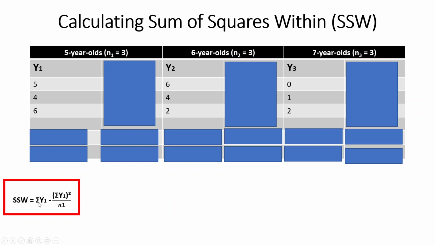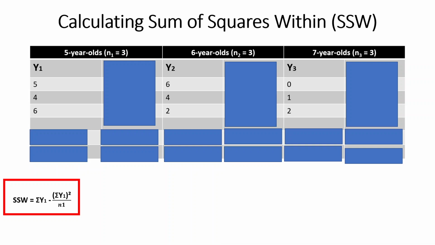within is equal to the sum of y squared, for whatever group that is, minus the sum of y for whatever group that is, squared, divided by n, the number of participants within that sample. So here it would be 3, subscript 1. This is just alluding to this group right here, but it could be a 2, it could be a 3.